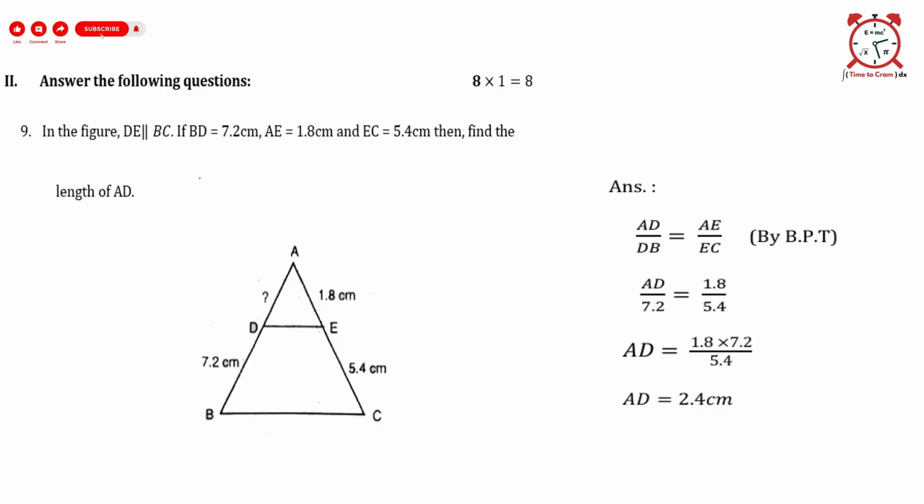Question number 9. In the given figure, DE parallel BC, all the measures are given here that we have kept in the figure, and we have to find the value of AD. So by the BPT theorem or Thales theorem, we will have the ratios AD upon DB equal to AE upon EC. After keeping all the values and simplification, we will get AD equal to 2.4 centimeter.